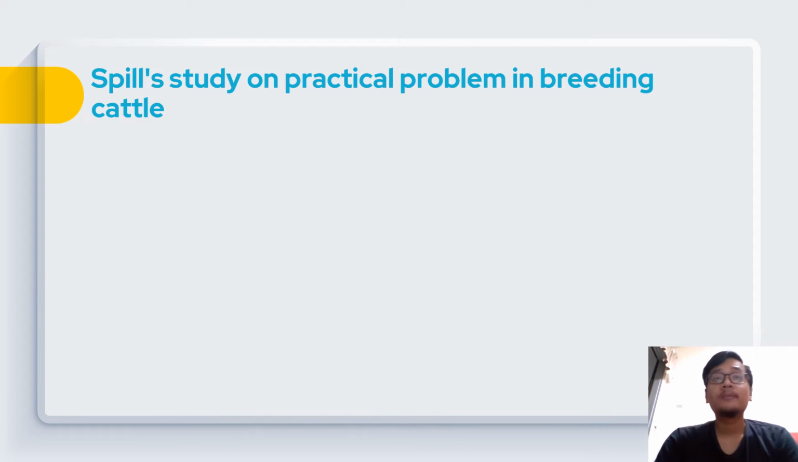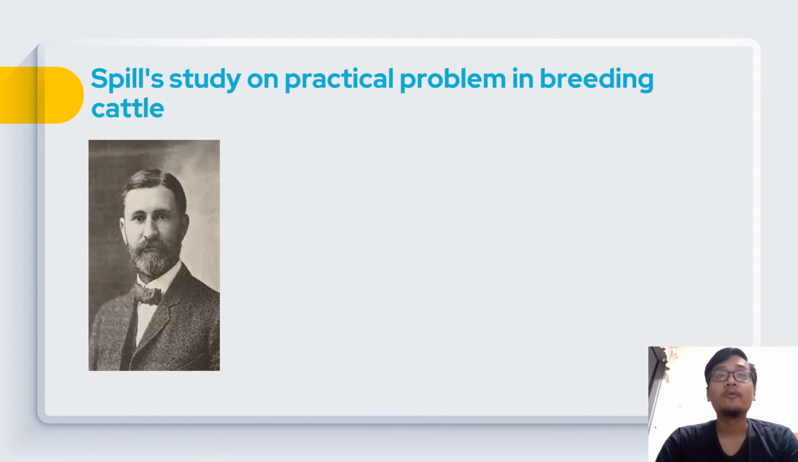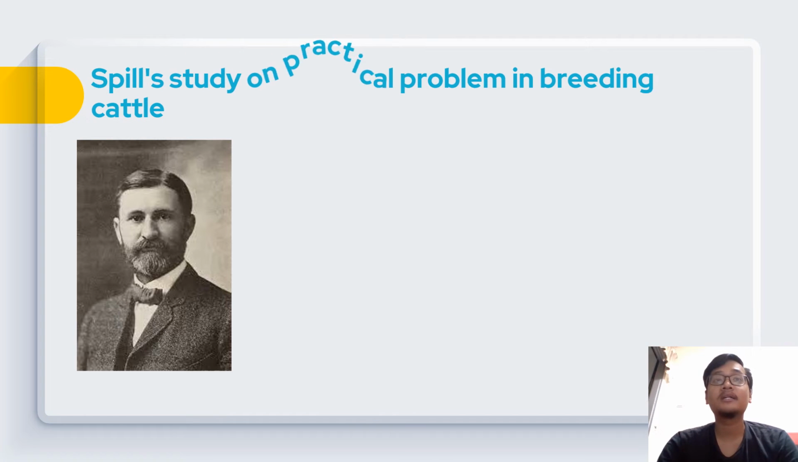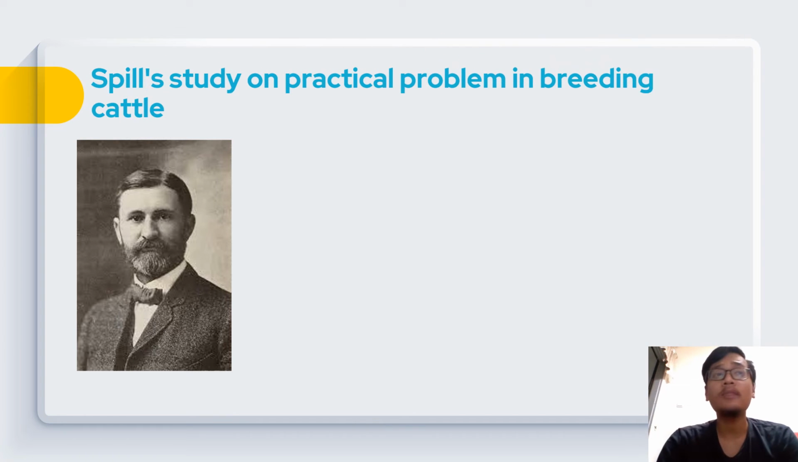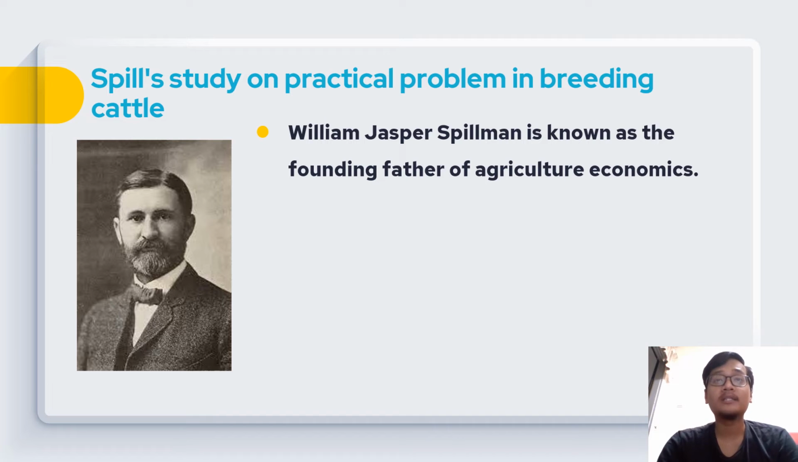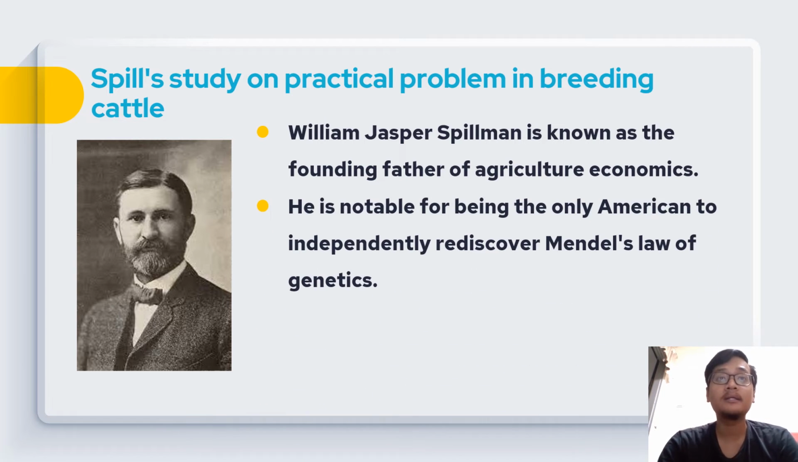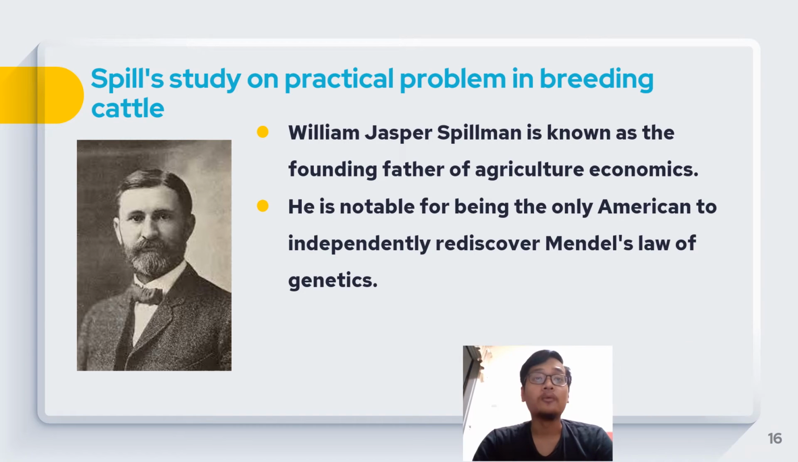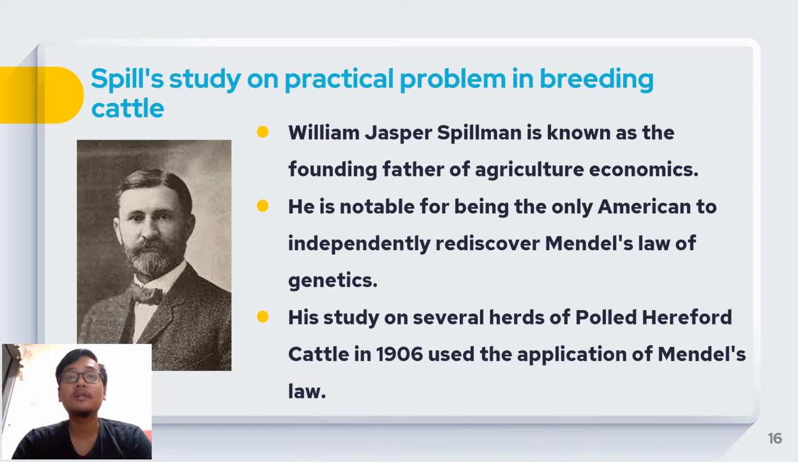Another application of Mendel's law in real life is a study by William Jasper Spillman on a practical problem in breeding cattle. William Jasper Spillman is known as the founding father of agricultural economics, notable for independently rediscovering Mendel's law of heredity. He conducted various studies related to breeding and heredity in hybrid offspring, and one such example is his study on several herds of old Hereford cattle in an article titled Application of Mendel's Law to a Practical Problem in Breeding Cattle.